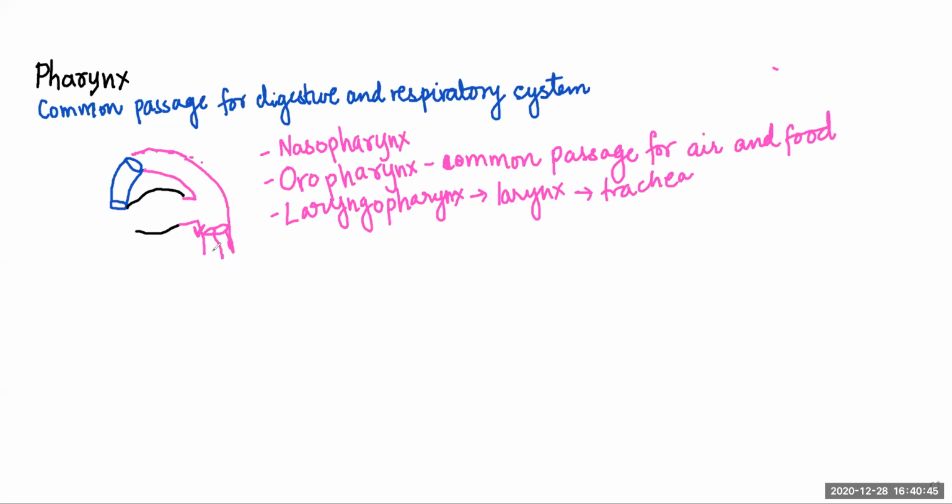Now, if I look at this region, I'm just zooming in. When we were doing cartilage, I taught you this also. The pharynx will open into two tubes. So there will be two tubes coming from the oropharynx. The anterior tube is the trachea, also called the windpipe. The posterior tube is the esophagus.